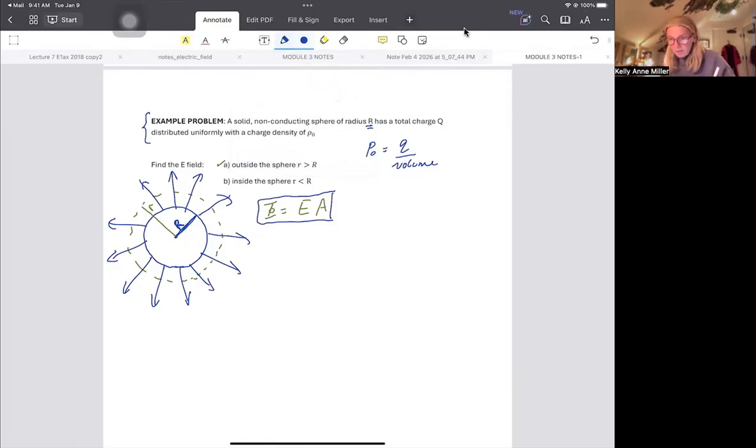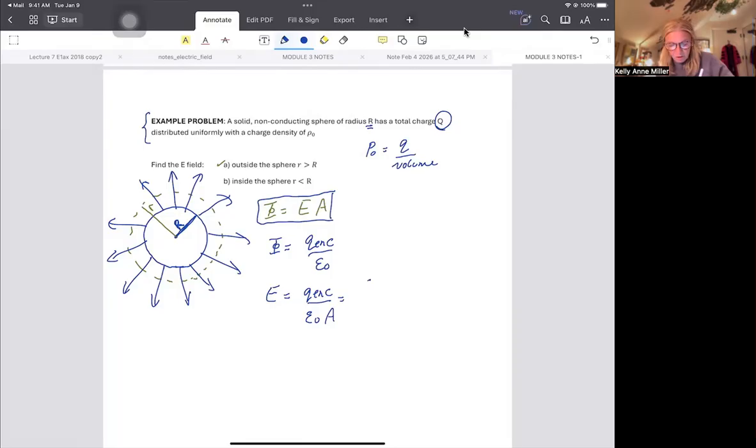And then I know that flux also equals Q enclosed divided by epsilon naught. So if I want to find the electric field, I just set those two things equal and solve for electric field. The area is always the surface area of my Gaussian surface. And because my Gaussian surface is outside the solid sphere, the Q enclosed is the total Q.